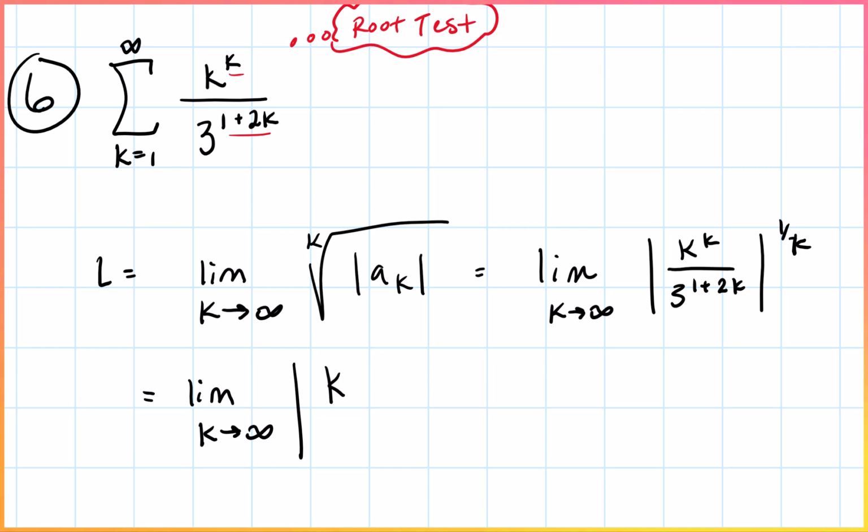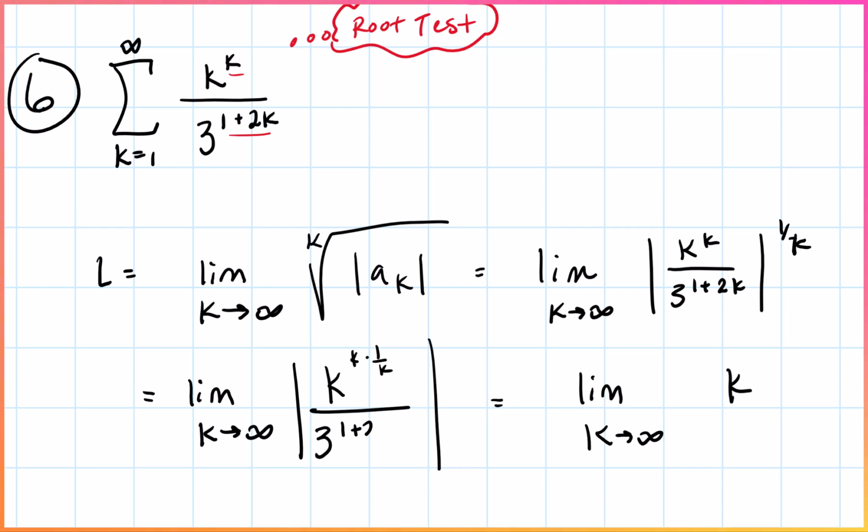So we've got k to the k times 1 over k, so that's going to become just the limit of k to the first power. In the denominator, we get 3 to the 1 plus 2 to the k, and we're raising that to the 1 over k. Now remember, when you raise a power to a power, you multiply. So we're going to multiply throughout, so we get 3 to the 1 over k plus 2. And then we take the limit as k approaches infinity.